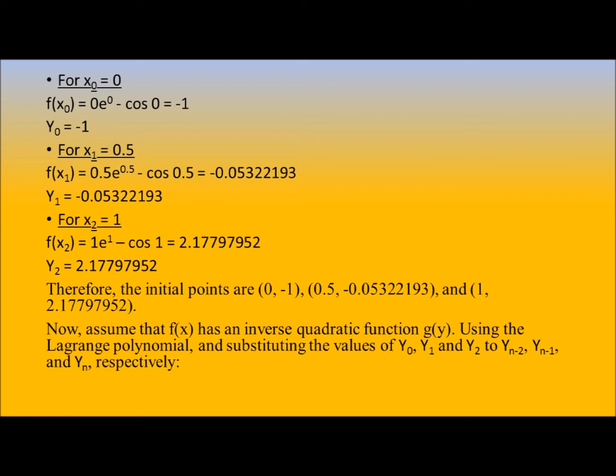Yes, so by putting x0 = 0, we get y0 = -1, x1 = 0.5, we get y1, and then x2 = 1, we get y2. So at the end of this process, we get the initial points: 0 to -1, 0.5 to -0.05322193, and 1 to 2.17797952.